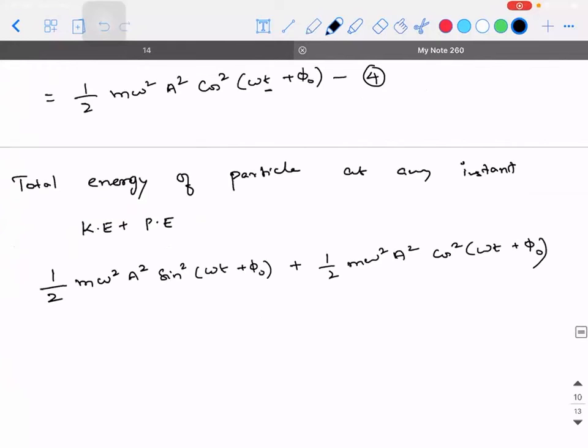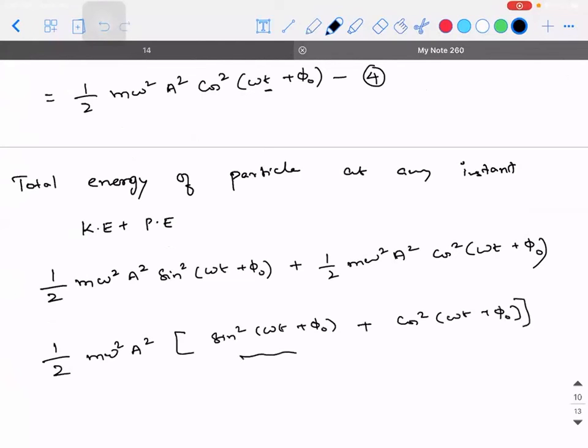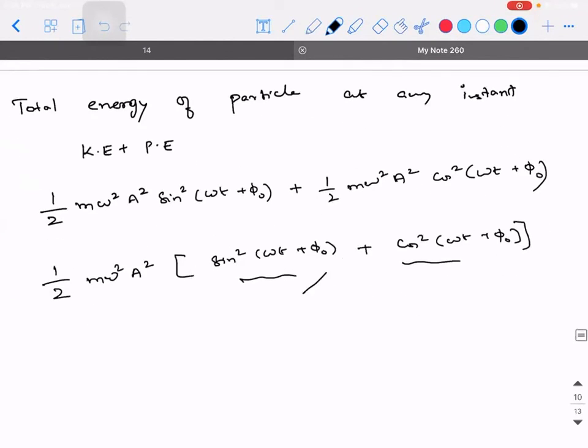So what is common in both? Half M omega square A square into sine square of omega t plus phi naught plus cos square of omega t plus phi naught. How much is that? Sine square theta plus cos square theta, this whole thing put together, is 1. So what is going to be the total energy? It is half M omega square A square, which is always a constant.